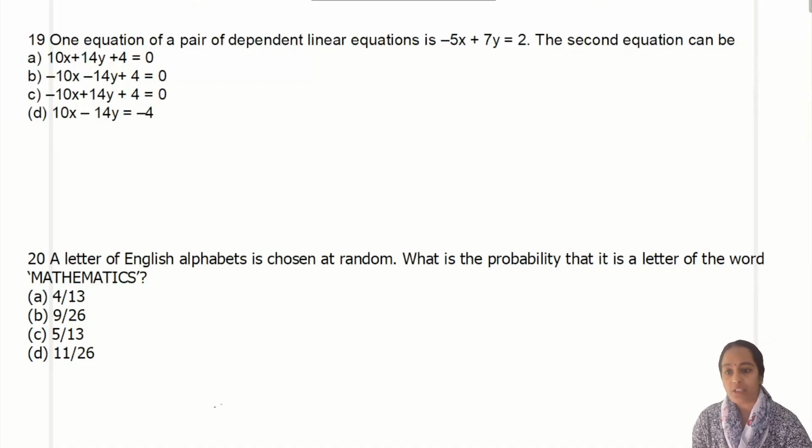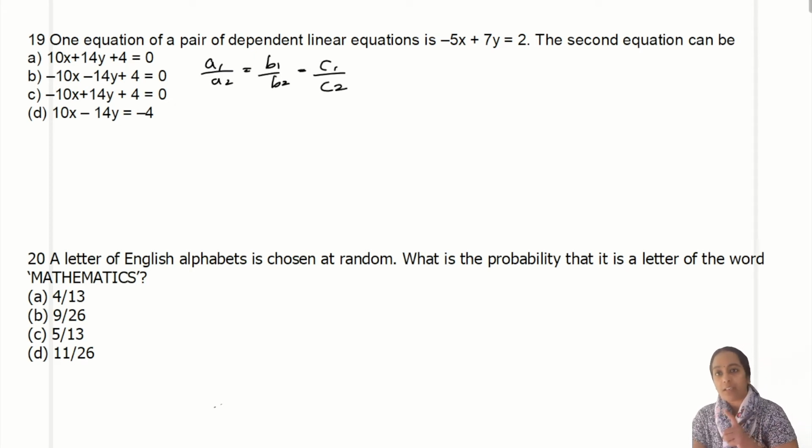One equation of a pair of dependent linear equations is minus 5x plus 7y equals 2. The second equation can be... So what is the meaning of a pair of dependent equations? They are overlapping lines, children. They are coincident lines. So for a pair of linear equations to be overlapping, what is the condition we have? We have the condition a1 by a2 equals b1 by b2 equals c1 by c2.